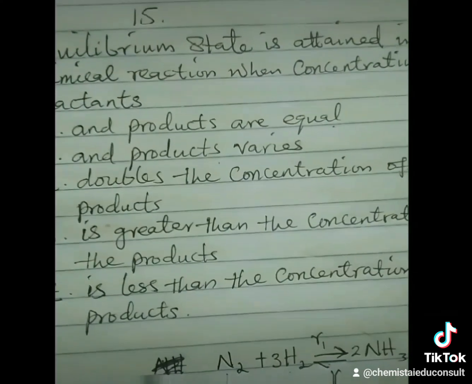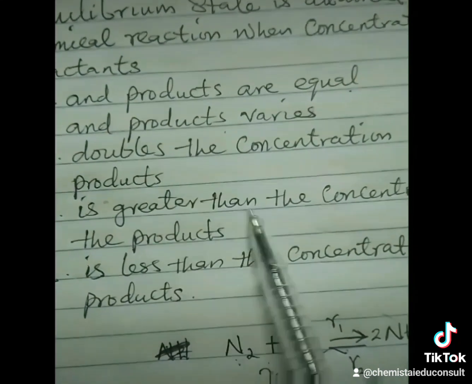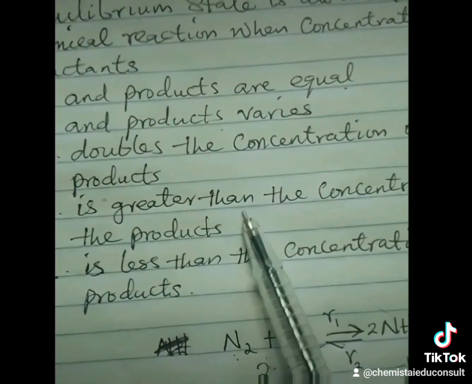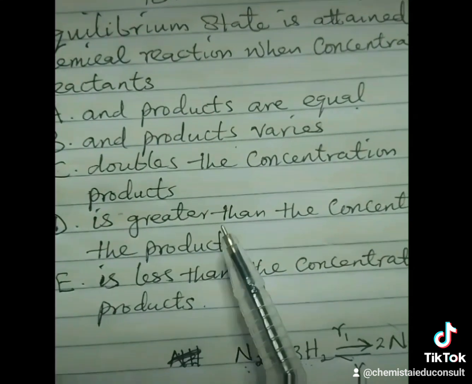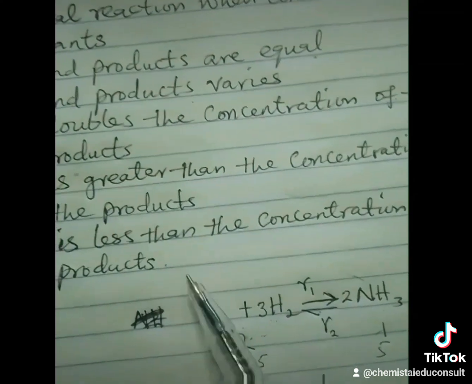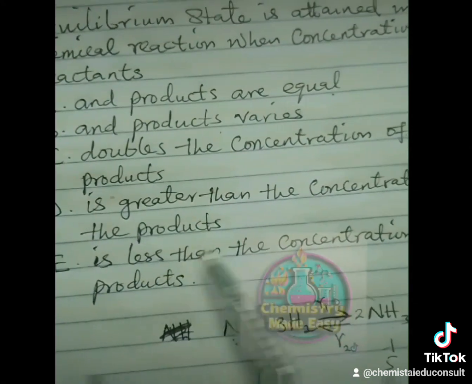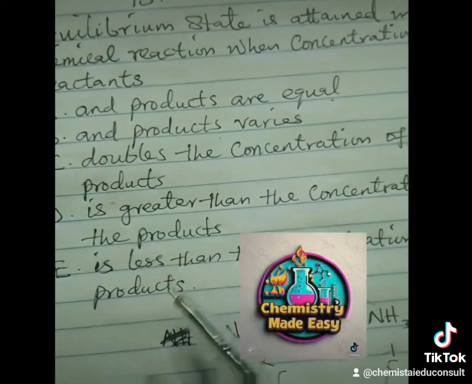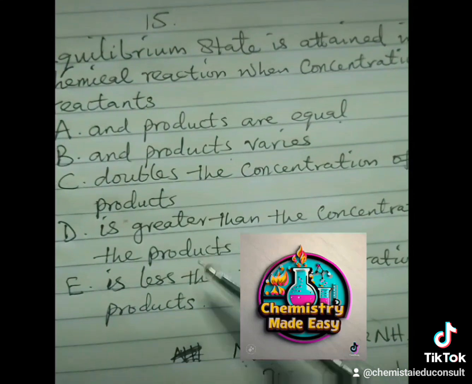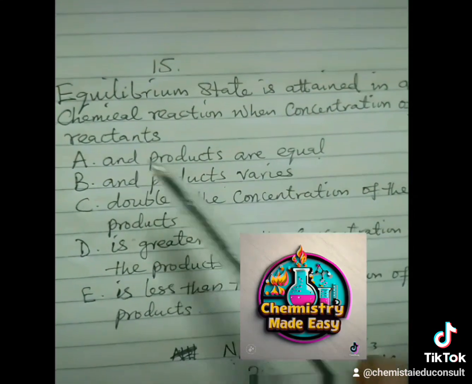Option C, double the concentration of the product. This is possible, but it's not a condition. Concentration of reactants is greater than the concentration of products. This is possible, but it's not a condition for equilibrium. Concentration of reactants is less than the concentration of the product. It's possible, but it's not a condition. It may be greater, it may be less, it may be equal, but all these are determined by the equilibrium constant. This now proves that this question is faulty and has no answer.